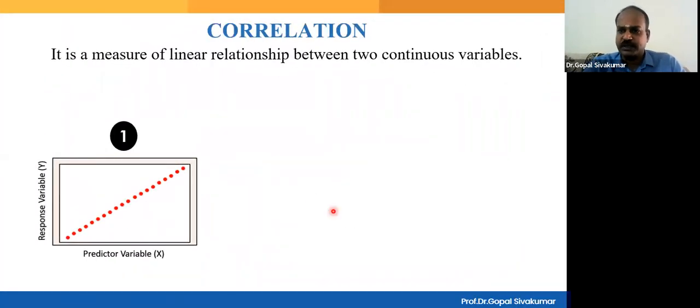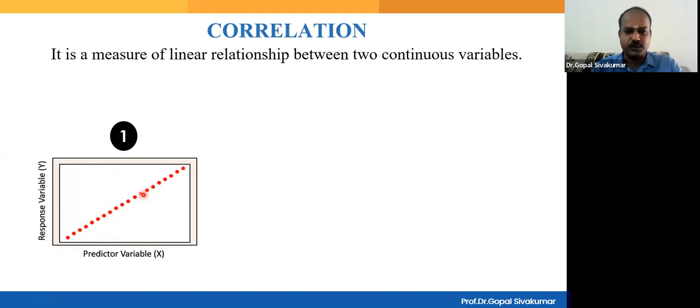So correlation is a measure of linear relationship between two continuous variables. Correlation will answer the question whether a linear relationship exists between the two variables or not, right? And see here, this is a scatter diagram I'm showing in the slide. The x-axis represents the x variable, and we are going to call the x variable the predictor variable, and the y-axis represents the y variable. We call the y variable the response variable. And for different values of the x variable, the observed values of the y variable are plotted in the graph, right?